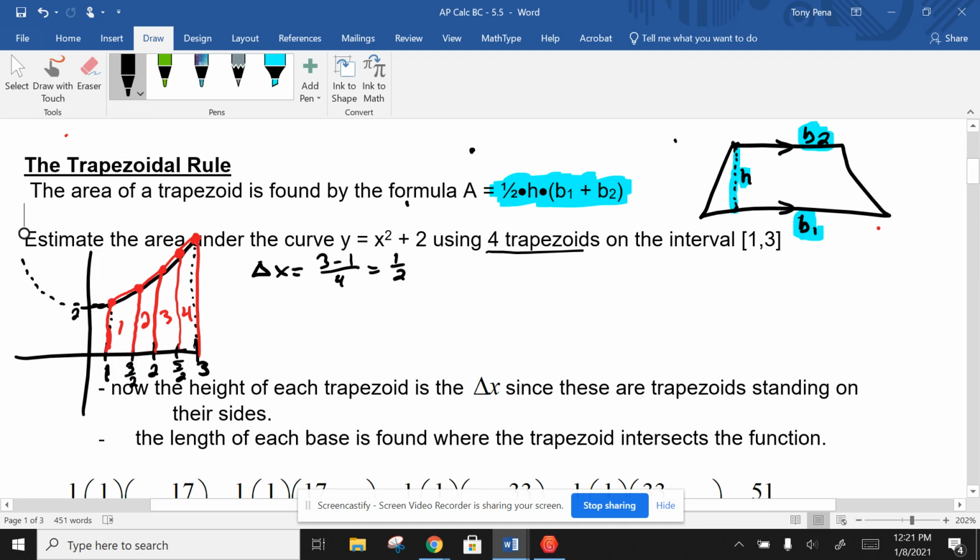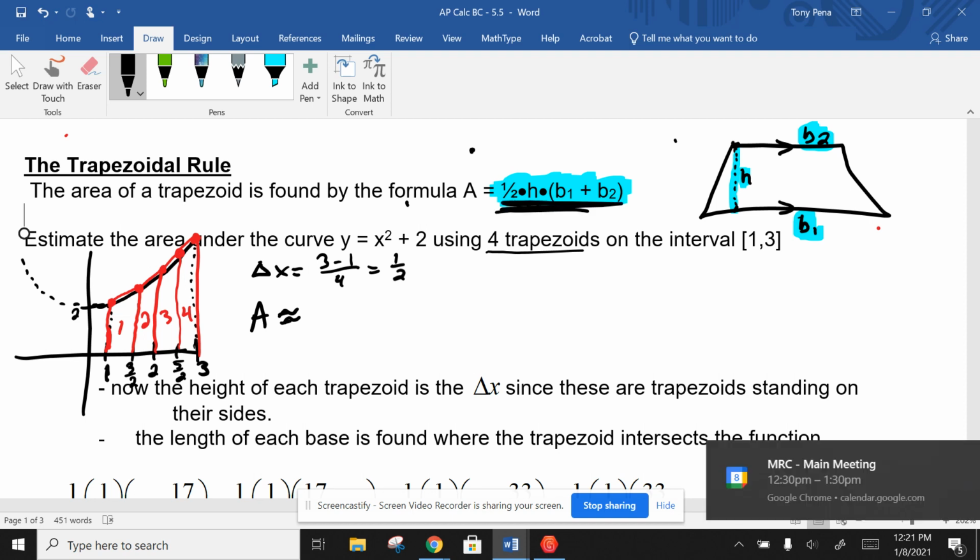Okay, so from there, if I'm going to estimate the area, I'm going to say that my area, and this is an approximation, we're now just going to plug into this formula. So I'm going to have a 1/2 because that's the area of our trapezoid. I would then need the height.